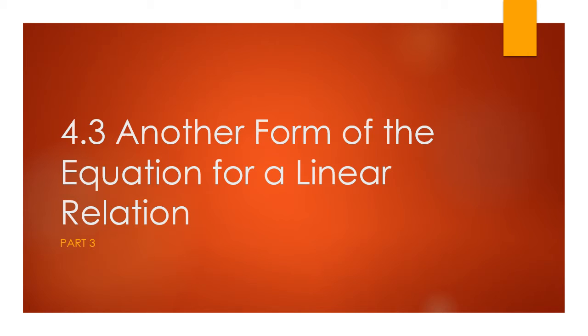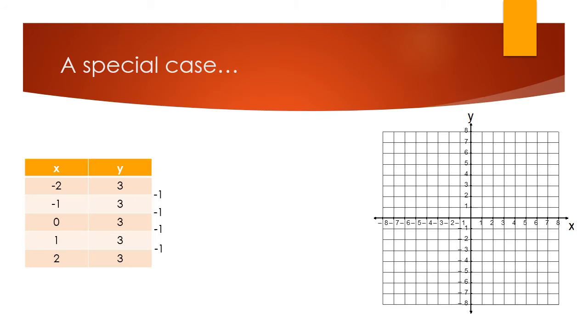So now that we've been introduced to two different forms of linear relations, I'm going to introduce you to some weird situations. The first one I'm going to introduce you to is this table of values. I want you to look closely at it. There's no equation here yet. We're going to talk about that in a minute.